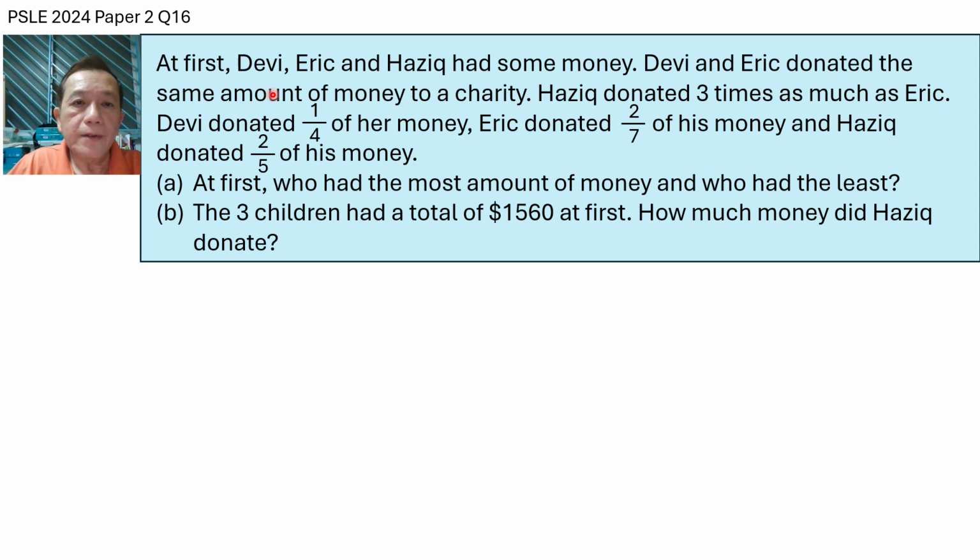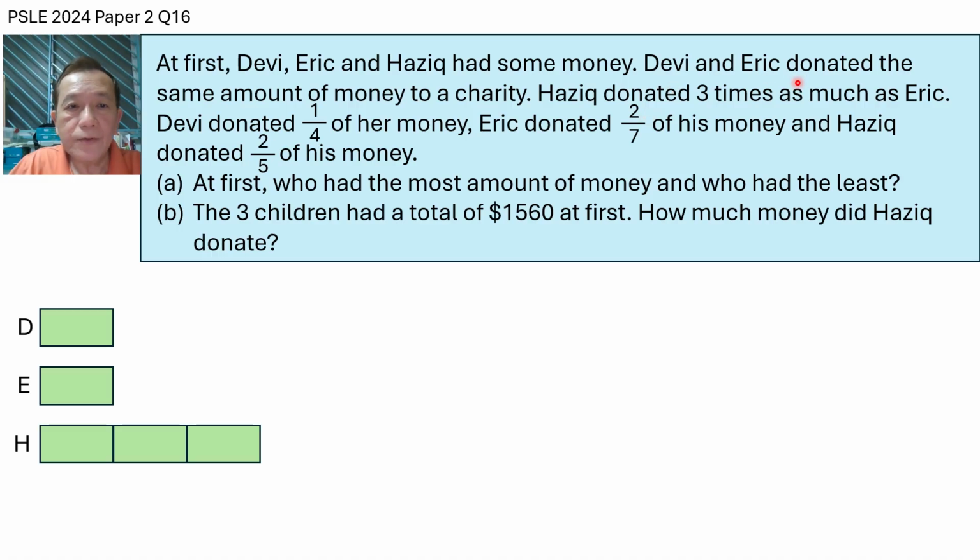At first, Devi, Eric, and Haziq had some money. Devi and Eric donated the same amount of money to a charity. Haziq donated 3 times as much as Eric. Draw the model to show the donations.